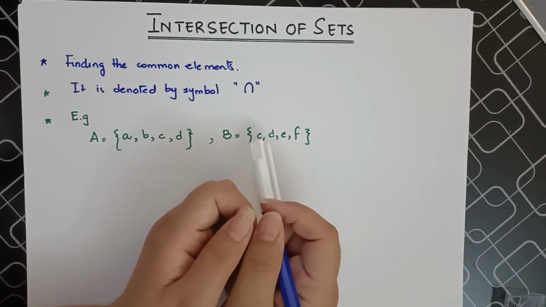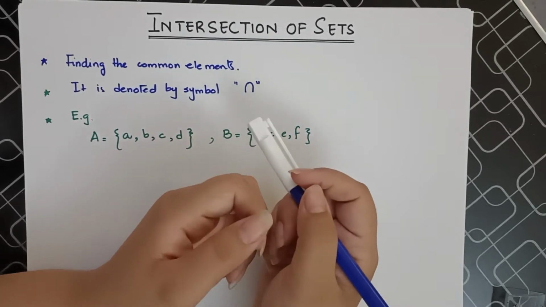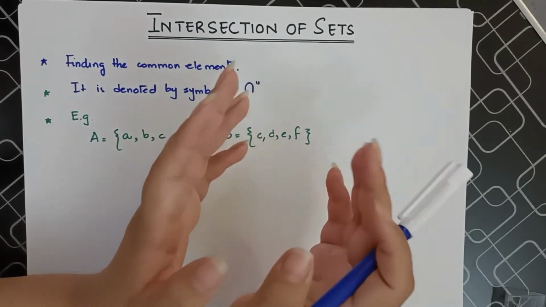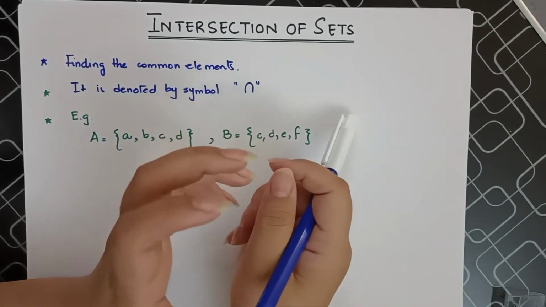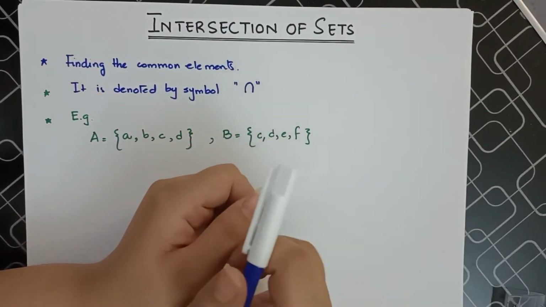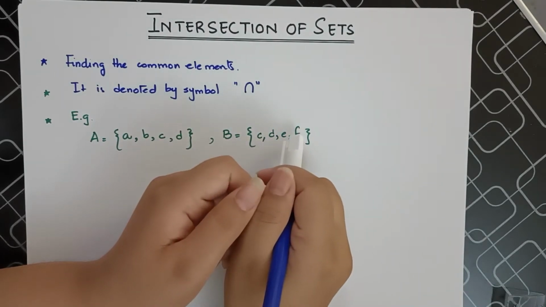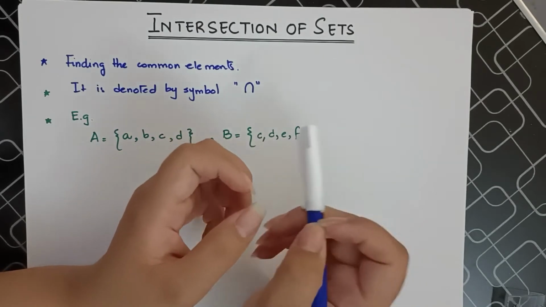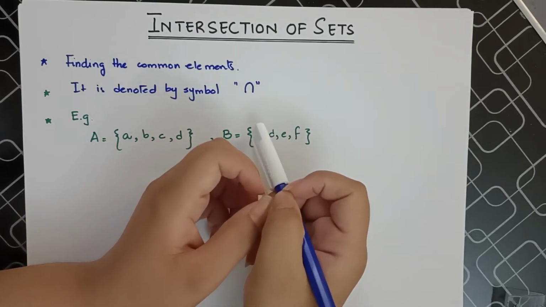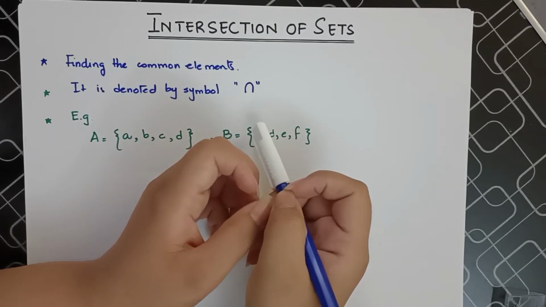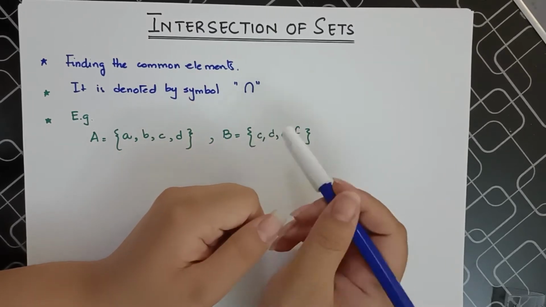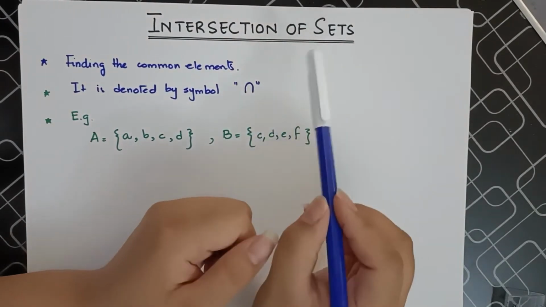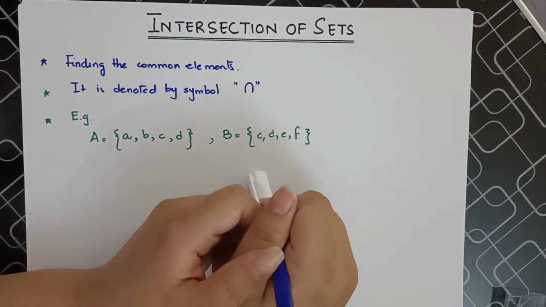Okay, if you remember the term union of sets, it means to combine the elements of two sets or more sets together into one set. Now, when it comes to intersection, intersection is the opposite of union, which means that instead of combining the sets, we're going to identify the common elements from the sets and write them down. Okay, intersection of sets means finding the common elements between the sets.